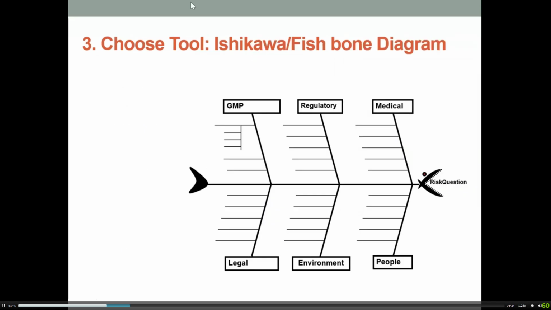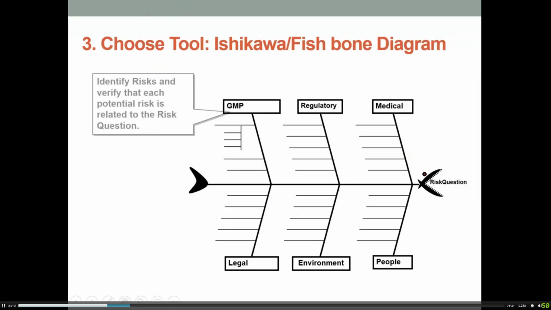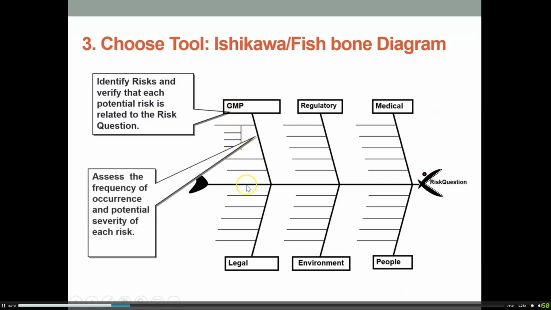This is what the Ishikawa fishbone diagram looks like. So you start off with your headers, identify each risk and verify the potential risk in relation to the risk question. So you'd list off your things here and you'd basically brainstorm then all of your categories alongside it. Assess the frequency of occurrence and the potential severity of each risk. So this is a really good tool to brainstorm all of your different parameters or components to your risk.